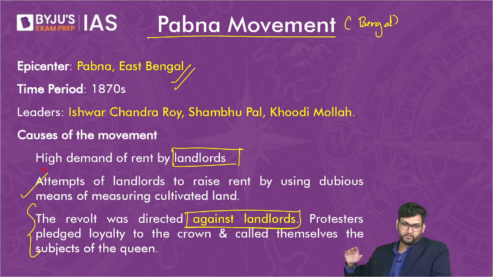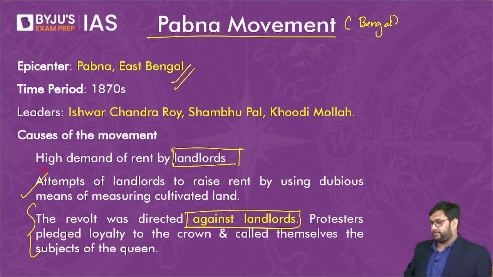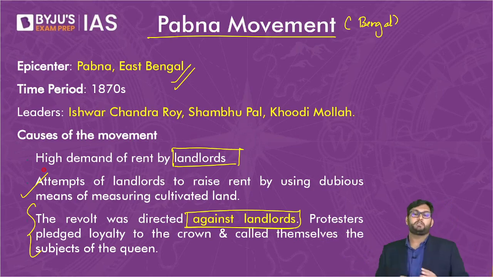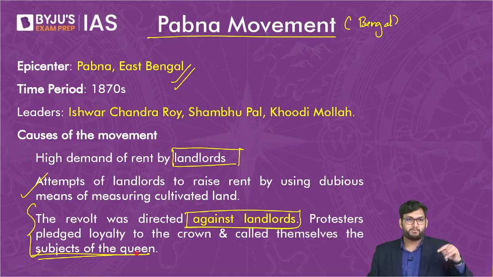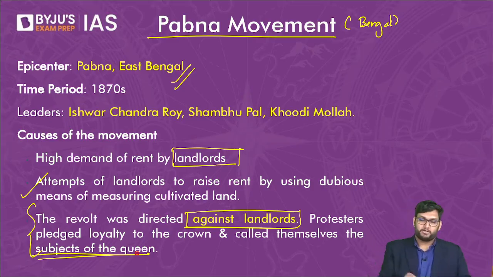But I hope you're getting the point of the discussion, that Pabna now is on the other spectrum, from planter to now the concept of a landlord. Again, the peasantry does not understand what is actually happening, and pledging loyalty to the queen is literally going to the oppressor to say that help me because you are oppressing me. So this is the point which you need to understand. Indigo is planter based, Pabna is landlord based, what we call exploitation. We already know the leaders here.